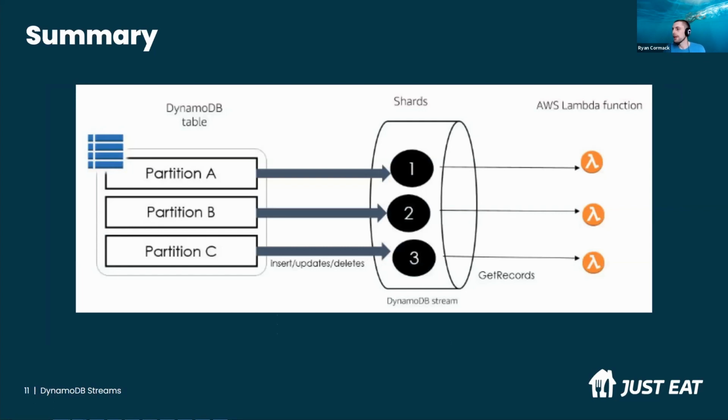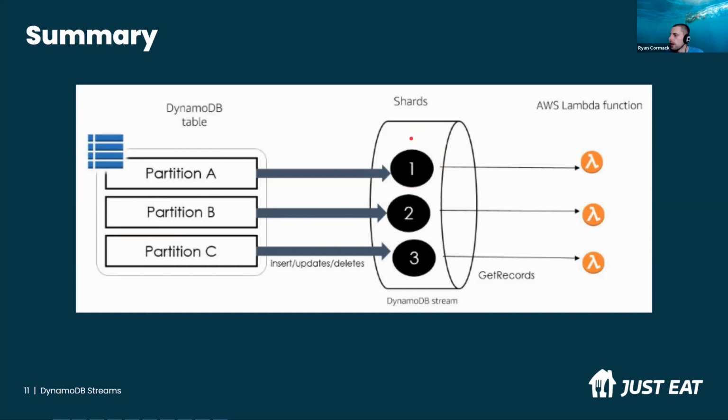So a quick look here at what might actually happen. Over on the left, we've got our DynamoDB table, our database, and then we've got any sort of insert, update, or delete happening on the table, and all of our Amazon records are split across various partitions on the table. So when a record on the A partition, for example, is changed, it will always be fed into this shard here, shard number 1.